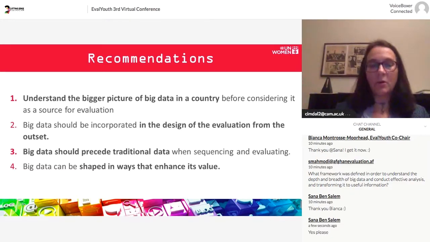Also, big data should precede traditional data when sequencing evaluations, and big data can be shaped in ways that enhance its value. For example, in radio data, we can craft certain radio shows in a way that audiences can participate and ask questions that we pose.